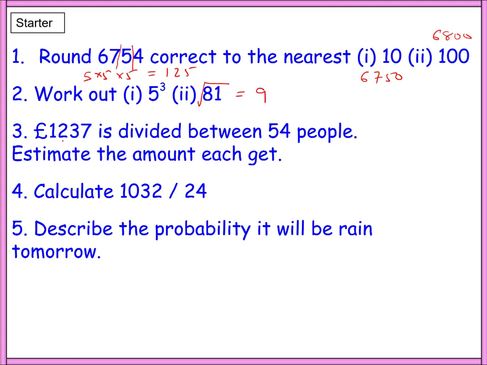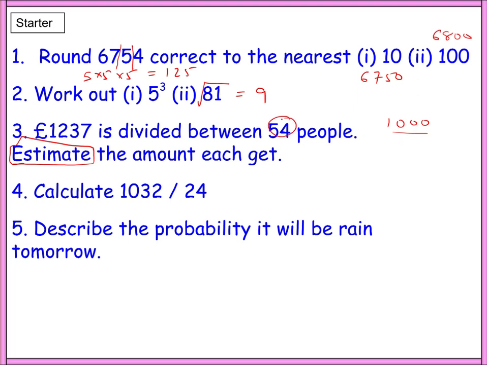Question 3. 1,237 divided between 54 people. Keyword, estimate. Estimate the amount each person would get. So that means we're going to round 1,237. When I round that to one significant figure, that leaves me with 1,000. If you rounded it to 1,200, that's fine, we'll take that. But 1,000 is much easier to work with.